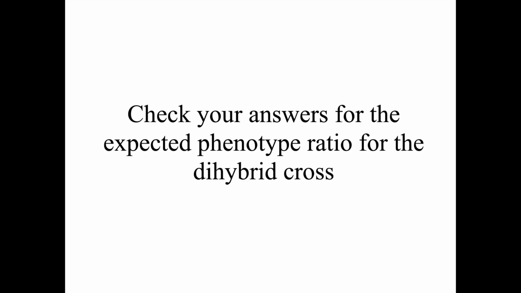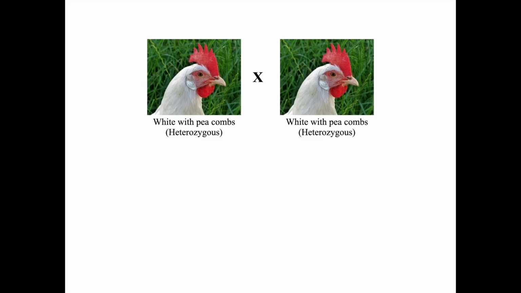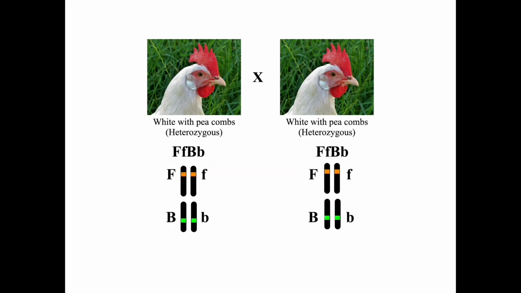So here you can check your answers for the expected phenotype ratio for a dihybrid cross. It's also excellent review. So we have our two chickens here, heterozygous for both traits. We have a reminder that white is dominant to dark. In this case, I've used F to represent that gene. And a P-comb is dominant to single comb. I've used a B to represent that gene. So we can see that the genotypes of both of them are capital F, lowercase f, capital B, lowercase b. And because these traits we're proposing are unlinked, you can see that they're on separate chromosomes as illustrated here.